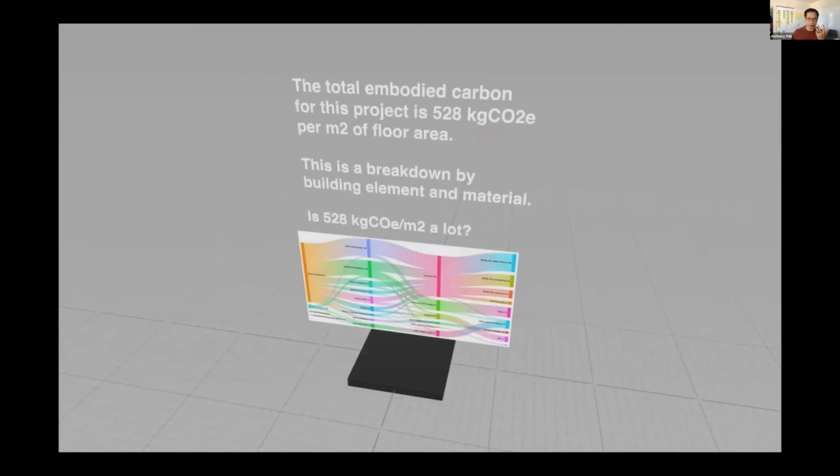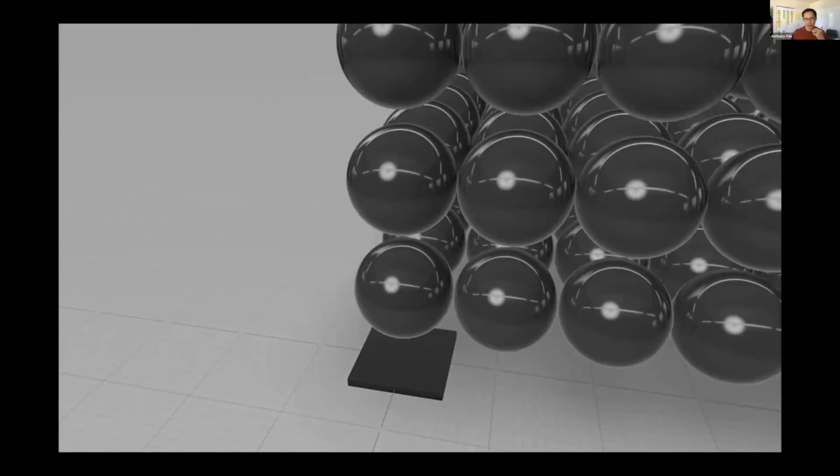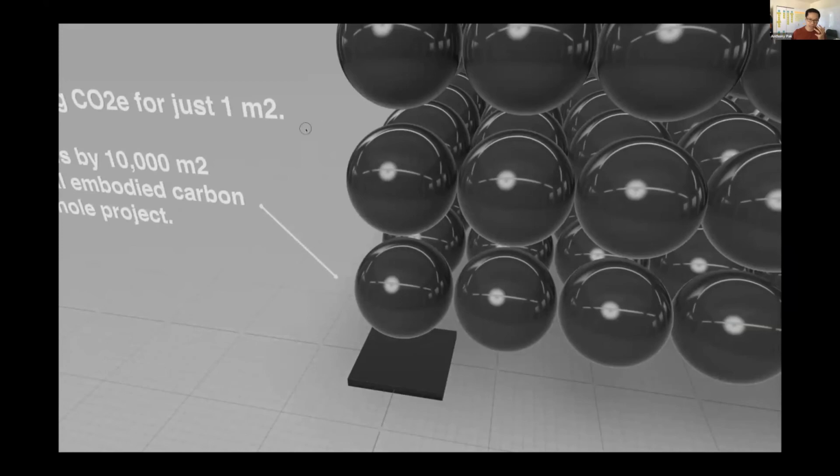This shows you that graph, which can only communicate so much because we don't really have a sense of scale of what a kilogram of CO2 even means. And so this is part of the purpose of this visualization. And in particular, given how big 528 of these balls are, this is just to give you a sense of scale.